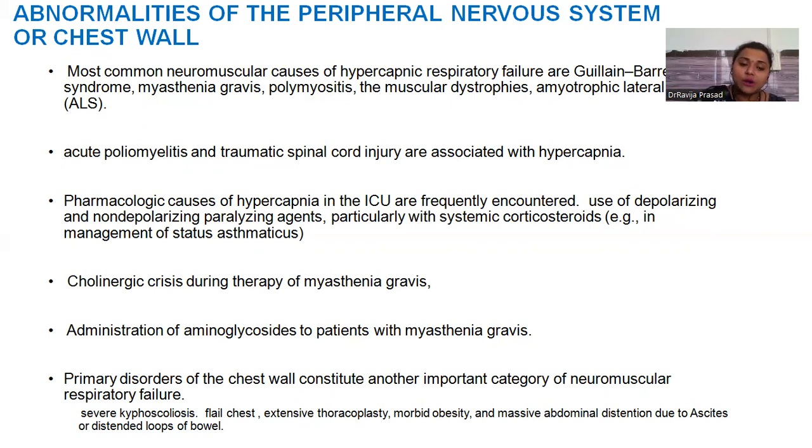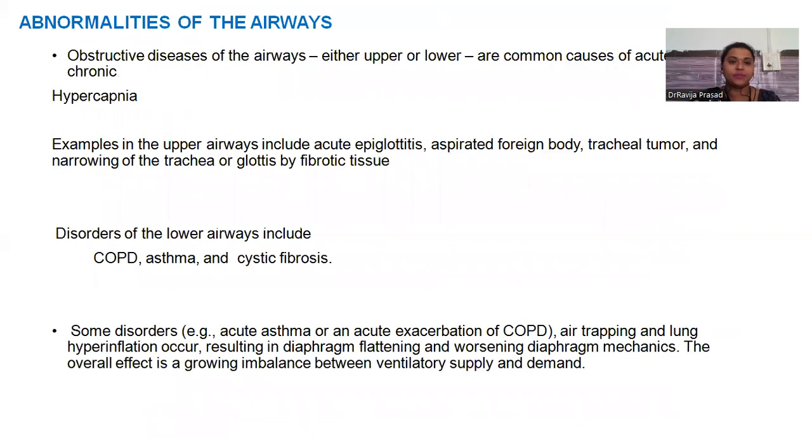Then primary disorders of the chest wall constitute another important category of neuromuscular respiratory failure, like severe kyphoscoliosis, flat chest, extensive thoracoplasty, morbid obesity, and massive abdominal distension due to ascites or distended loops of the bowel.